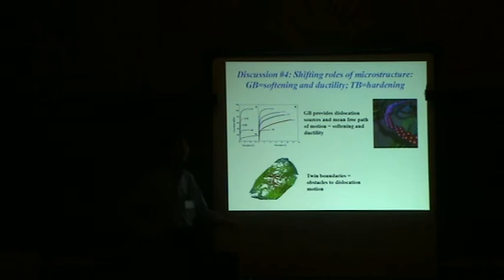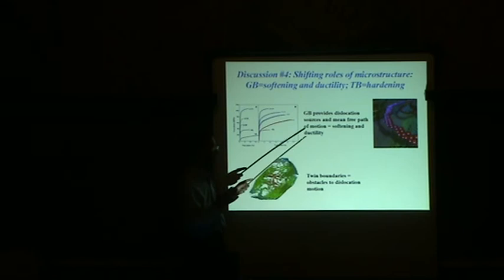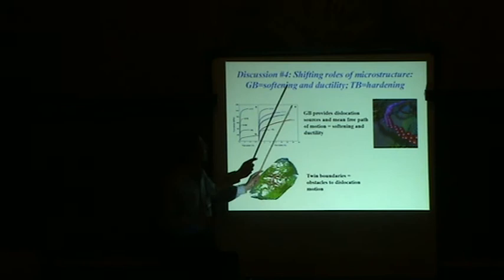The next point is the shifting role of microstructure. In traditional materials science, grain boundary is the strengthening. In the traditional materials science, the grain boundary is strengthening the whole batch. We introduce grain boundaries into the system when the strength increases. But in the hierarchical twin structure, they load grain boundary and twin boundary separately.